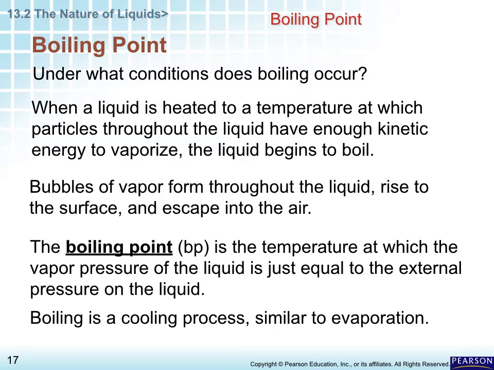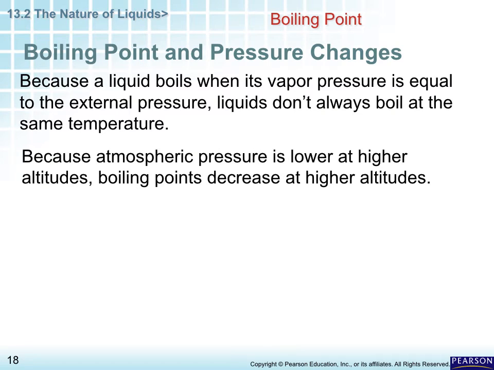Under what condition does boiling occur? When a liquid is heated to a temperature at which the particles throughout the liquid have enough kinetic energy to vaporize, the liquid begins to boil. Bubbles of vapor form throughout the liquid, rise to the surface, and escape into the air. The boiling point is the temperature at which the vapor pressure of the liquid is just above the external pressure on the liquid. Boiling is also a cooling process similar to evaporation.